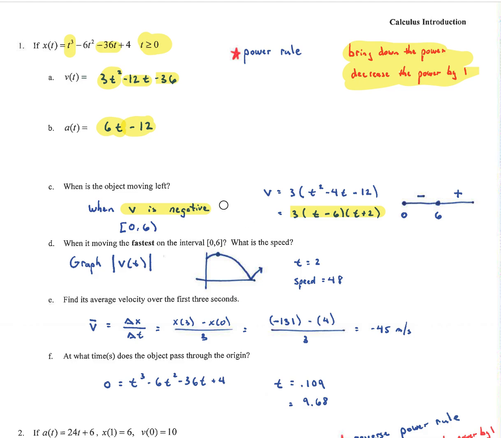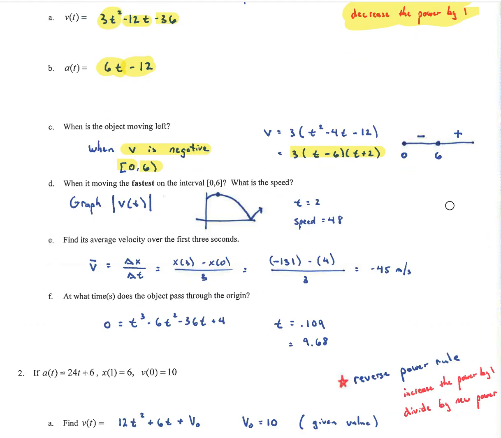So the question is, when is the object moving left? When is the velocity negative? Well, the velocity is negative at 0, which is why I used a bracket, all the way to 6. And then actually it stops at 6. So this is the interval when you're moving left. After that, you're moving to the right, from 6 all the way to infinity.